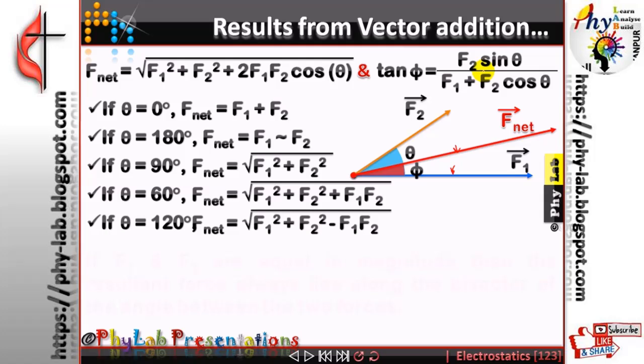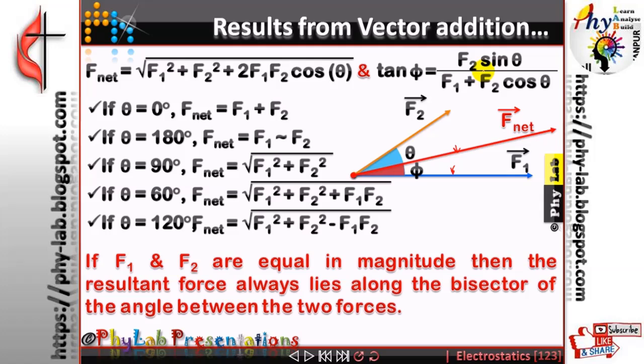One very important part of the result is if both the forces are equal in magnitude. That means if F1 and F2 are equal in magnitude, then the resultant vector, this F net, is always going to lie along the angle bisector. So remember, friends, it lies somewhere in between, but if both the forces are equal in magnitude, then this resultant will be lying exactly at the angular bisector. So in that situation, phi will be equal to theta by 2, but this is one particular case in which this is going to happen.